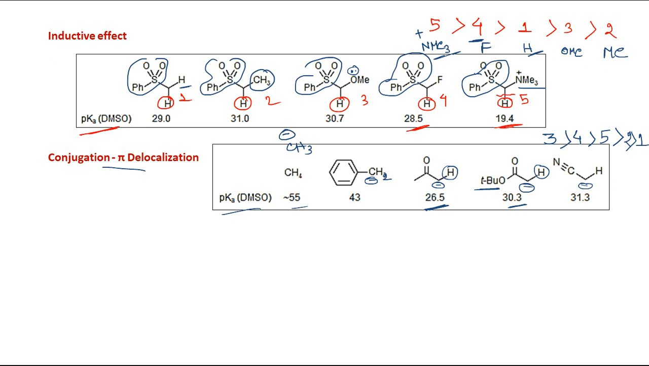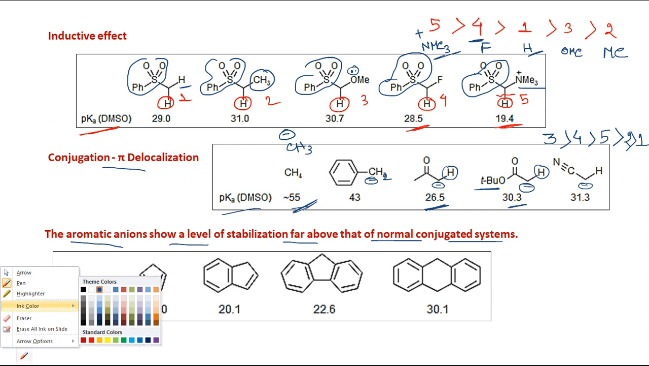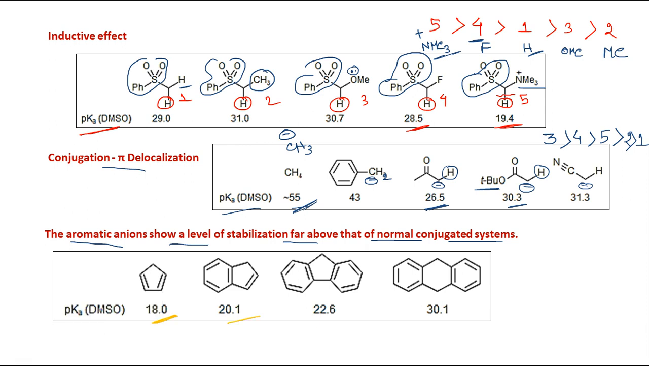So from this conjugation effect also, we are reaching the same conclusion, just like from pKa. And the last one is based on aromaticity. The aromatic ions show a level of stabilization far above that of a normal conjugated system. So if you look at the pKa values that you are getting here, 18, 20, 22, 30, it is in between 15 to 30. But compared to the first examples, their pKa values are high.